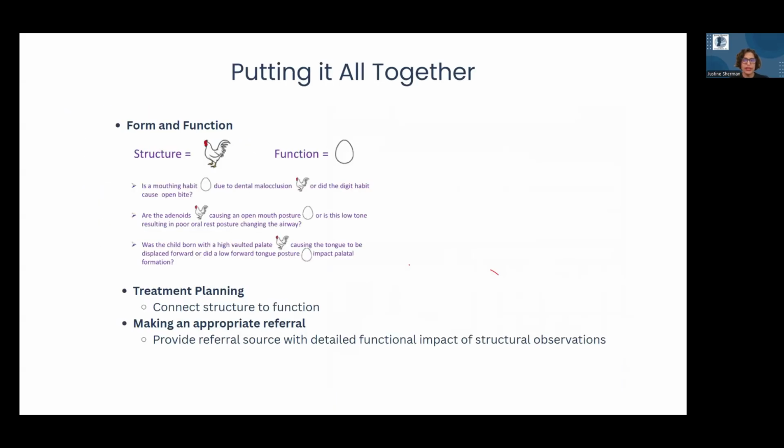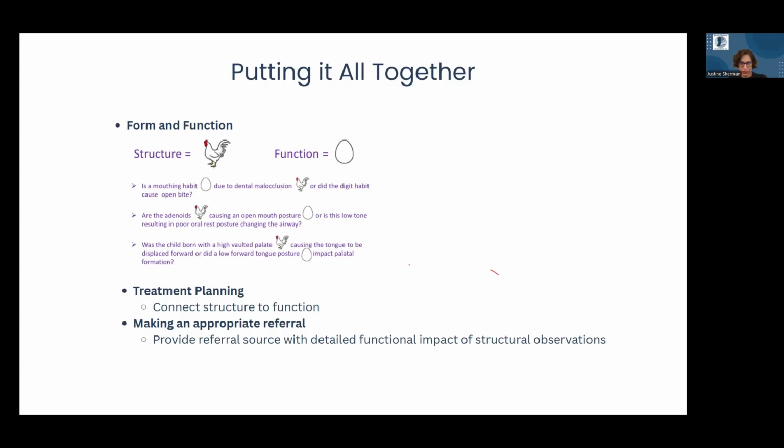So putting it all together. Form and function. The oral peripheral exam is not about listing parts. It's about connecting form to function. Every finding we identify falls into two categories.